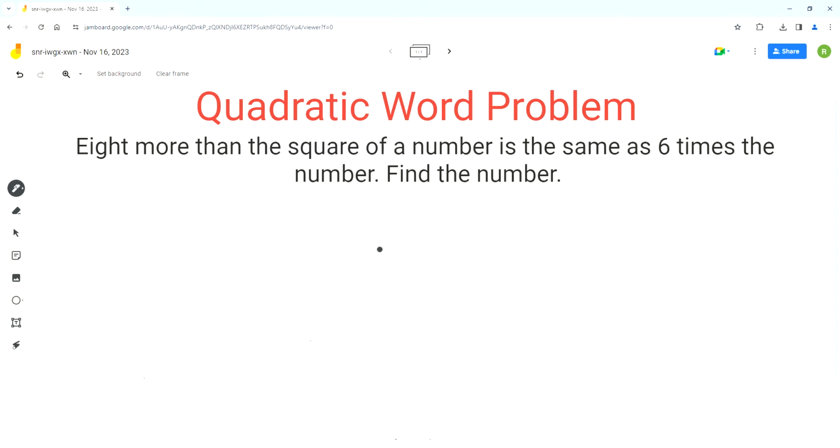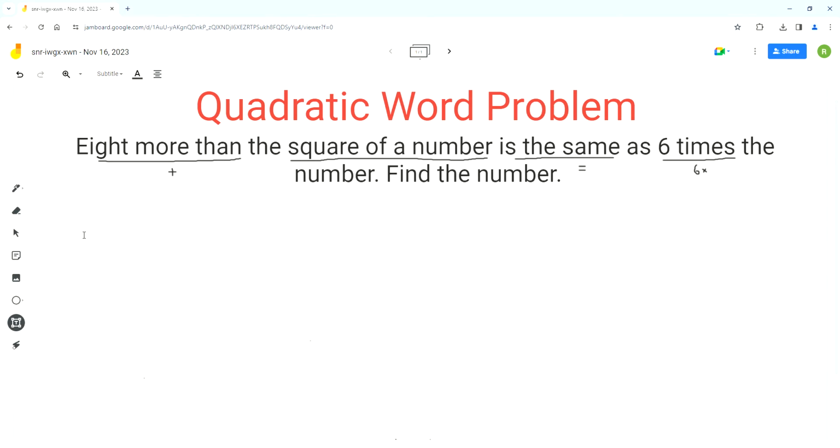The first step is to analyze the different parts of this problem. The first part states 8 more than. In math, more than refers to addition. The next part states the square of a number, which means power 2 on that number. The same means equals in math. 6 times means multiplication by 6, the number. We'll write an equation out of this information.